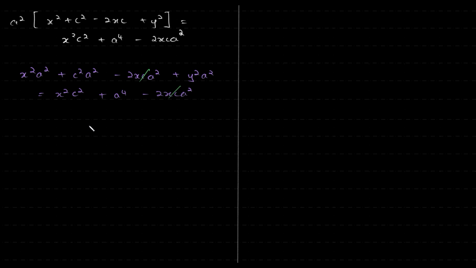Now, what else can we do? Let's rearrange them so that we have all the x's at one end. So we have x square a square minus x square c square along with the y. Then we have y square a square. And all the constants on the right hand side. So we have a to the power of 4 minus c square a square. Agree?